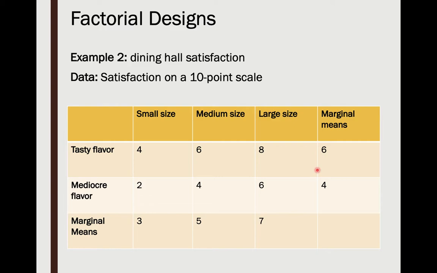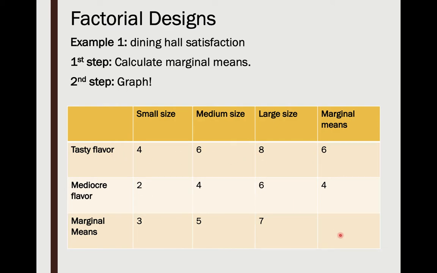So back to our steps. Here's our data, which is satisfaction on a 10-point scale. Again, we have our marginal means of flavor and then our marginal means of size. And these cells are what we'll be graphing. Tasty and small, tasty and medium, etc.